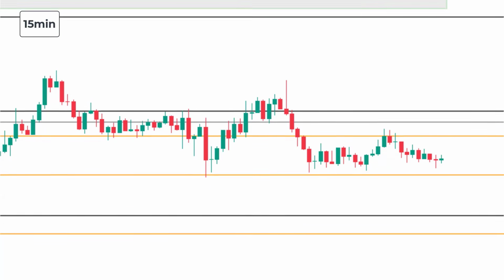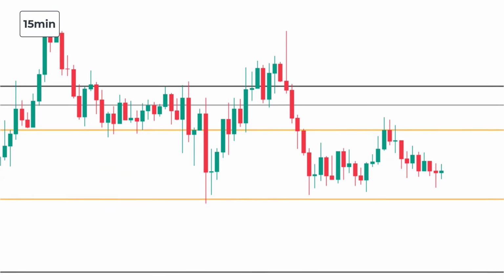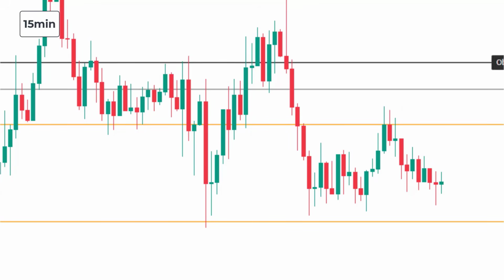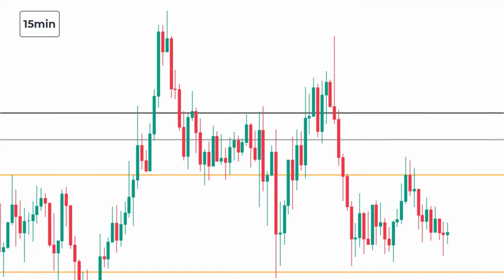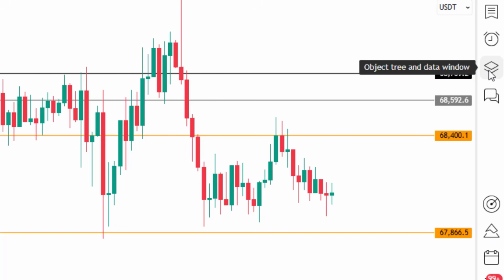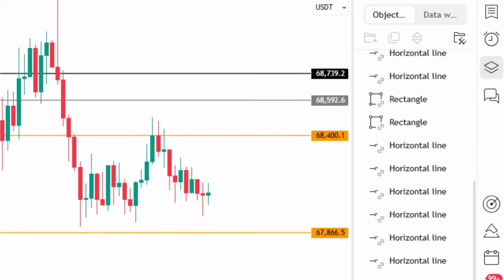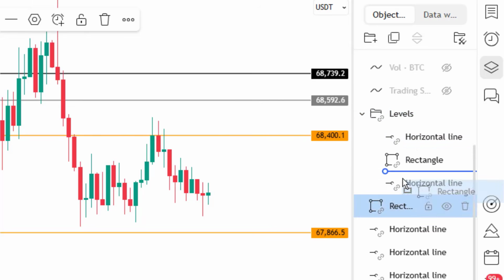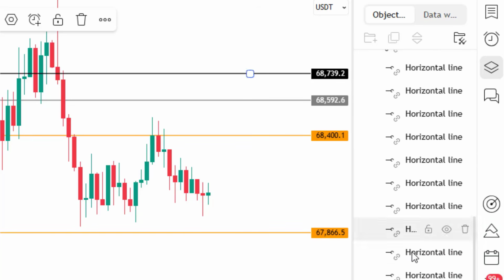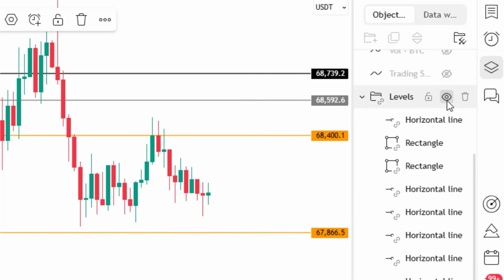You don't have to keep all these levels visible all the time. Sometimes they can make it difficult to clearly see chart setups, so we can use TradingView's object tree to organize them. From the right-hand side of the screen, select the Object Tree and Data Window icon. Then select your drawings and create a group. Let's name the group Levels. Then add all the drawings to that group. After that, you can make the group visible or invisible whenever you want.